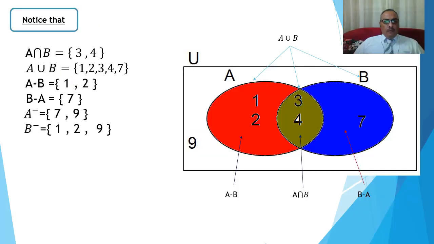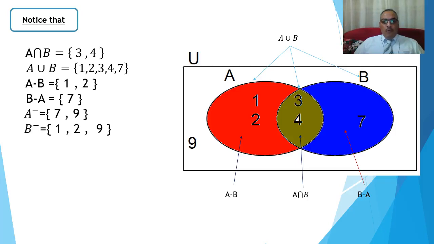Remark. The operations between sets. We have two sets, A and B, and U the universal set. I mean A is a subset of U and B is a subset of U. Two sets intersect at the elements of this region. So this area is what? The intersection. So A intersect B is 3 and 4.